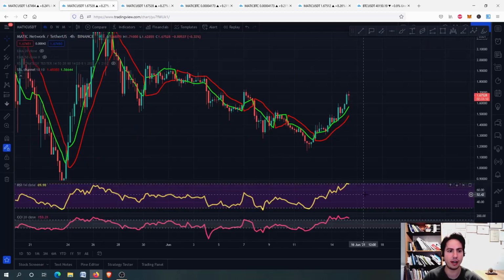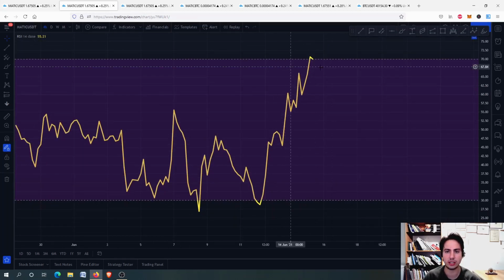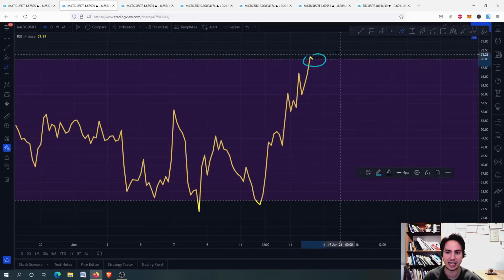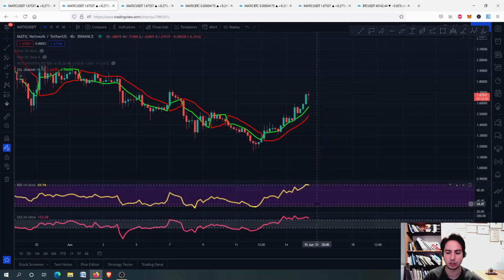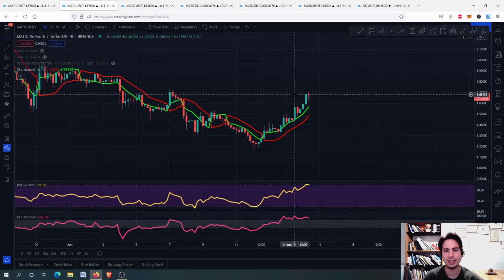In the 4-hour frame, you can see something here that we might have approached an overbought situation on the 4-hour frame. You can see the RSI is above the 70 and also the commodity channel index above the 100. So you have to be careful. It is very likely to correct a little bit after this situation right here.